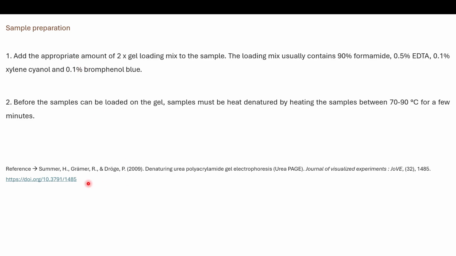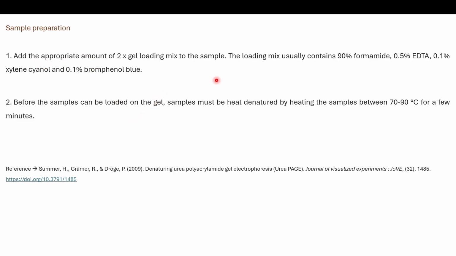Now, this is an article about urea PAGE, so you guys can go through it. This is an interesting article, it covers everything from sample preparation, why do we use urea PAGE, and what all precautions can be taken. Okay, because we have been talking about the dye and sample preparation for all types of electrophoresis, in case of urea PAGE, the dye is also denaturing.